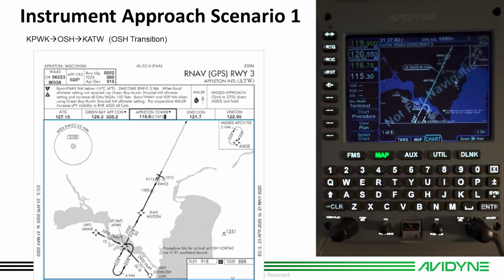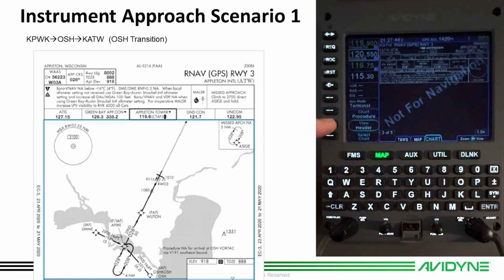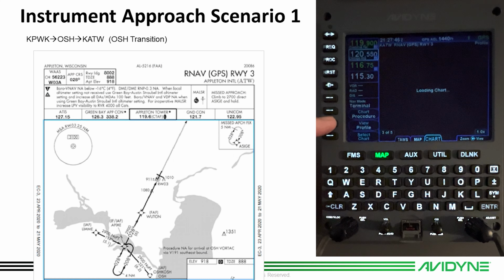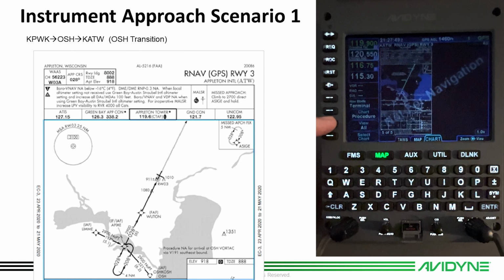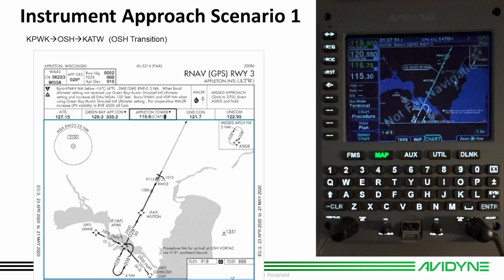Cycle LSK2 again from Plan View to Header View to Profile View to Minimums to All, which is the full plate, and then back to Plan. All charts are fully zoomable.